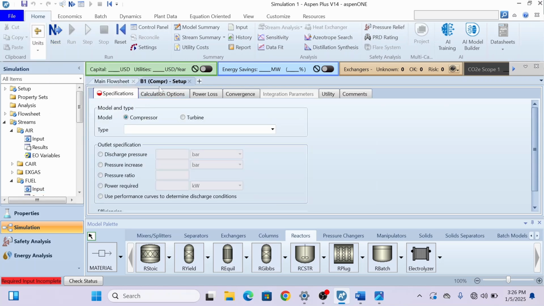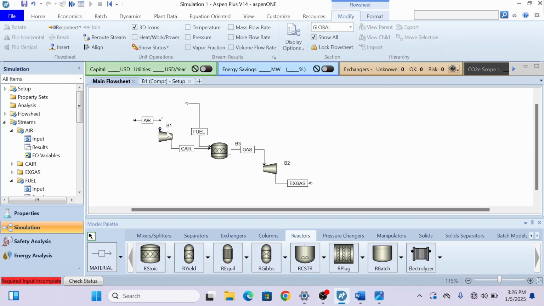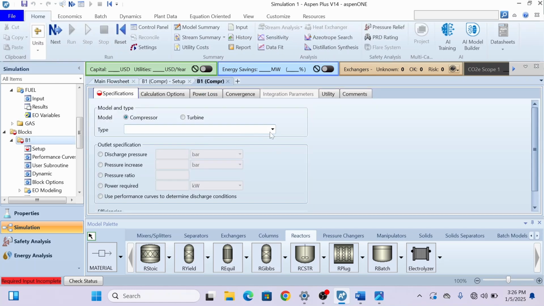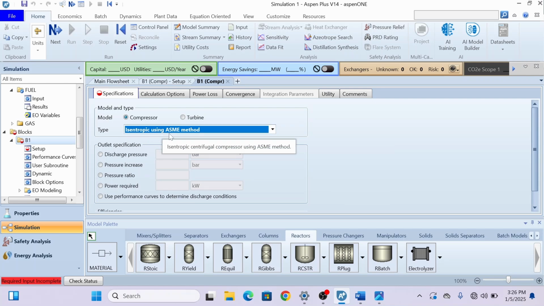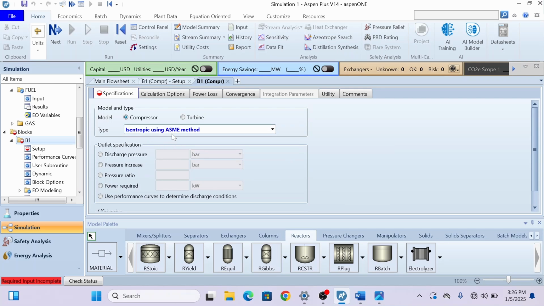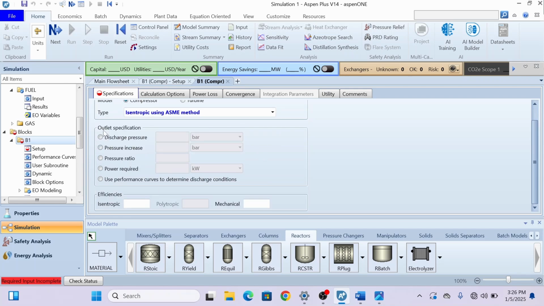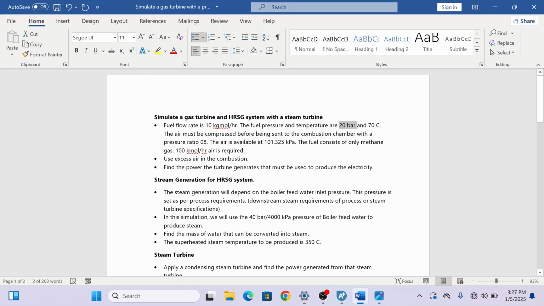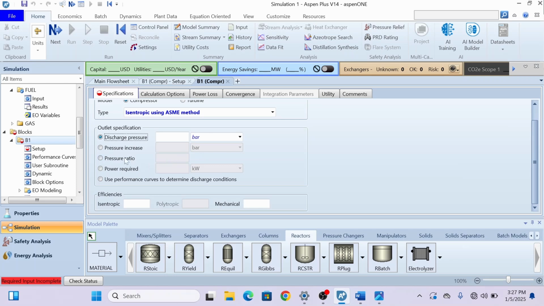So now it is our compressor, B1 compressor. If I go to main flow sheet, it is our B1 compressor. So now here, select a compressor type. I am using here isentropic using ASME method. So now you have to specify any one of these things for the simulation to happen. As I go to the problem statement, it says that the air must be compressed and sent to a combustion chamber with a pressure ratio of 8. So pressure ratio we have been given, so pressure ratio of 8.